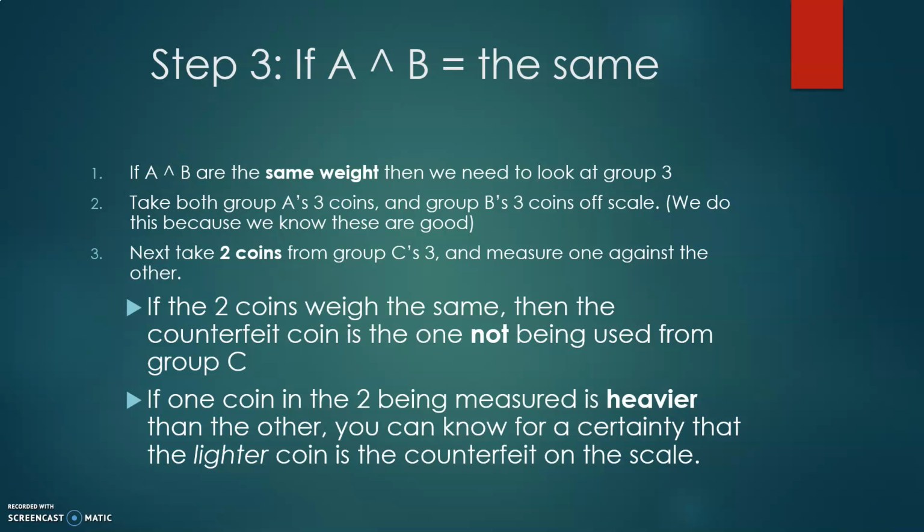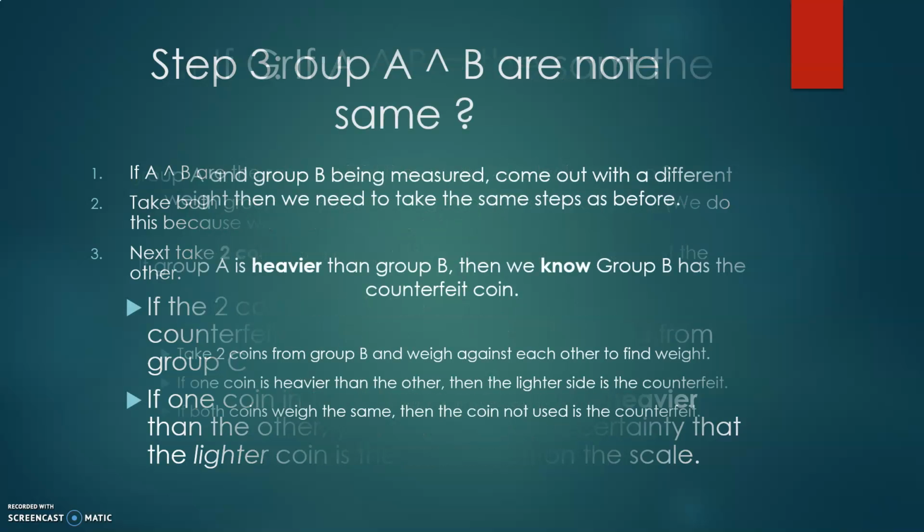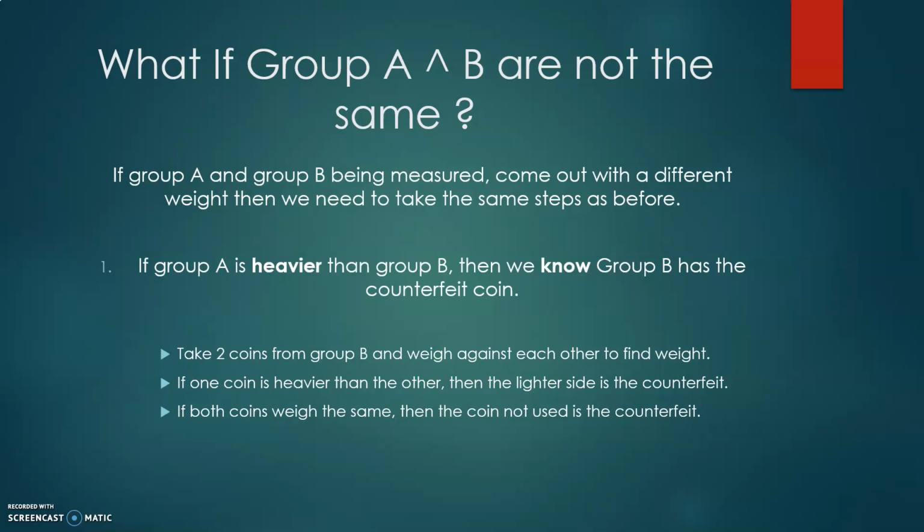If 1 coin is measured as heavier than the other, so if the left side is going down, then we know that the right side has the lighter coin and is the counterfeit, because there's a discrepancy between those 2. So that's how we'd find it if A and B equaled the exact same amount of weight. But what if A and B were not the same?